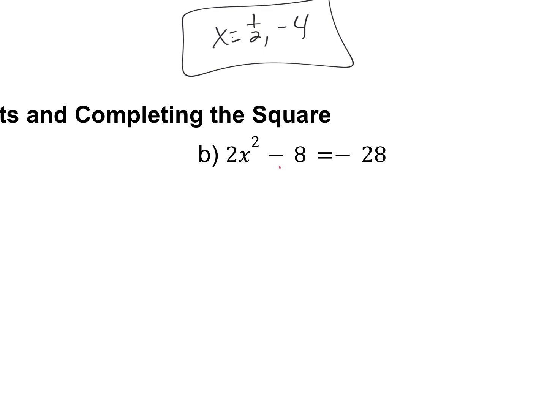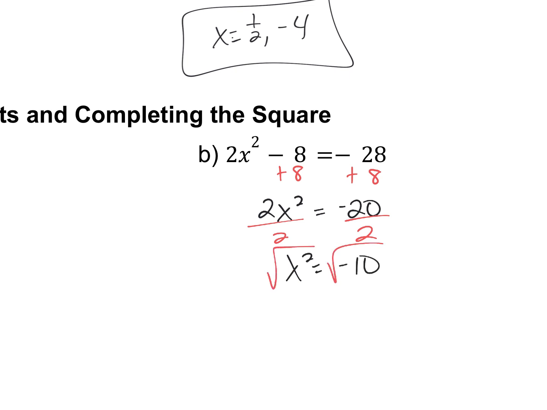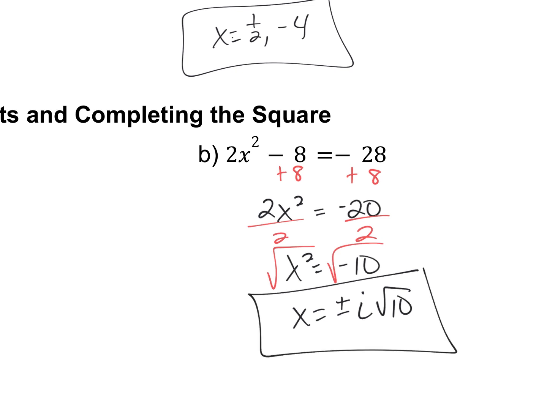Okay, next one. Add 8, 2x squared equals negative 20. Divide by 2. x squared equals negative 10. Square root, x equals plus or minus i square root 10.